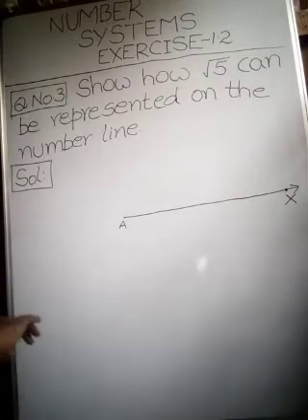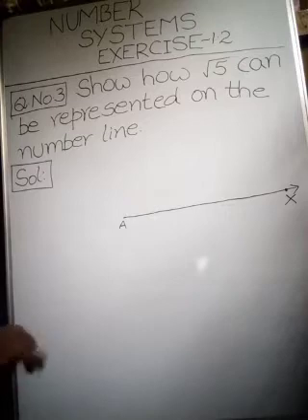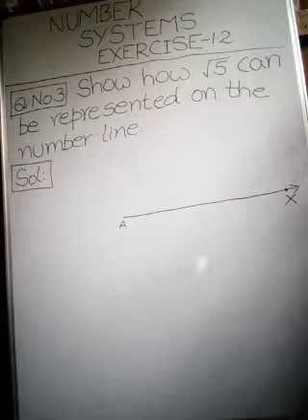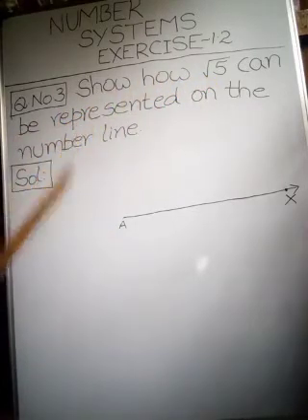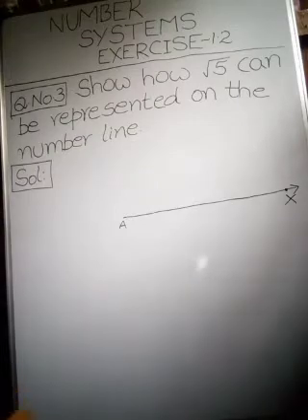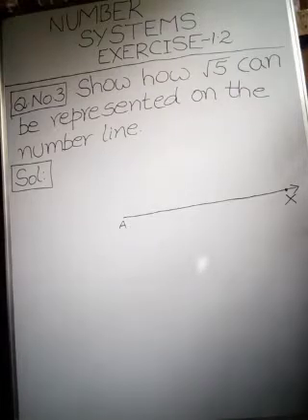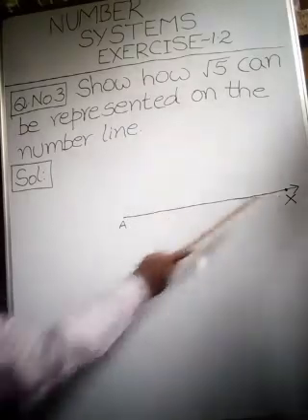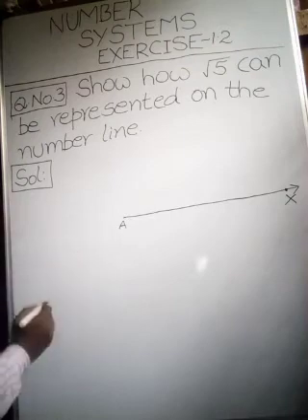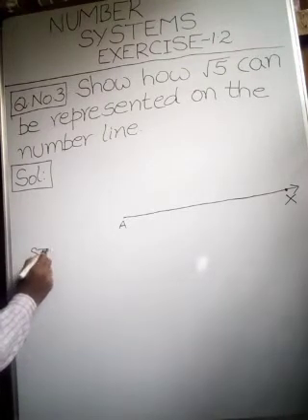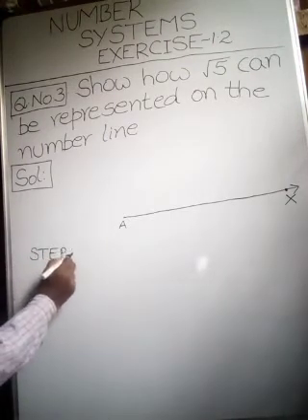See the next question, my dear children. Here you have to show root 5 on the number line. We have to represent root 5 on the number line. To represent root 5 on the number line, first of all, draw a ray AX. That is step 1.